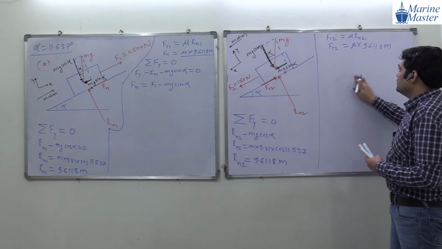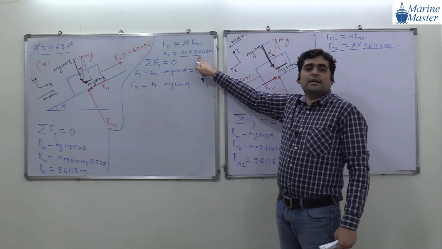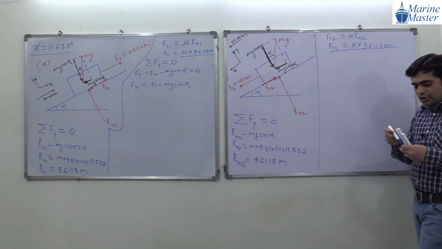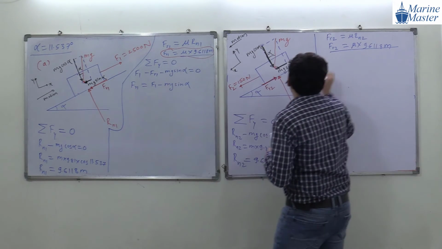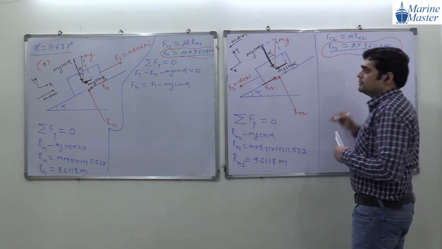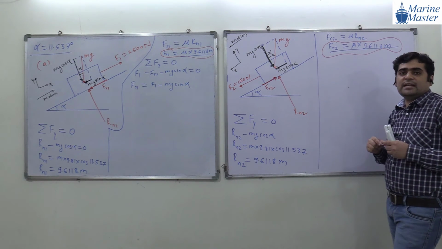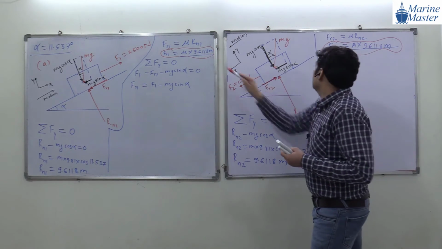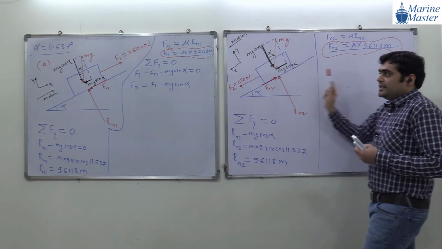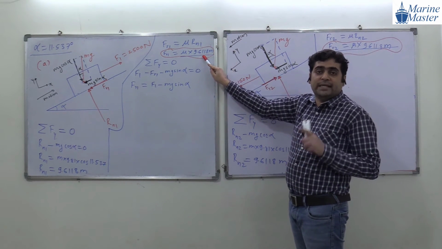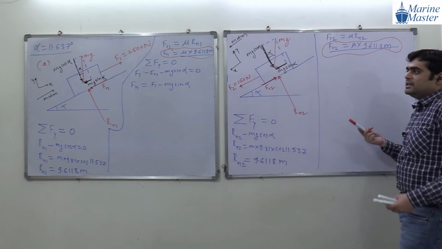Everyone, try to see the scenario. If you observe this Fr1 and this Fr2, what is the speciality of these two? What are the similarities in both cases? Same, guys. Here mu, here mu. Here 9.6118, here also 9.6118. Here this m is not a meter, it means mass. Here is also m. So Fr1 is equal to Fr2.